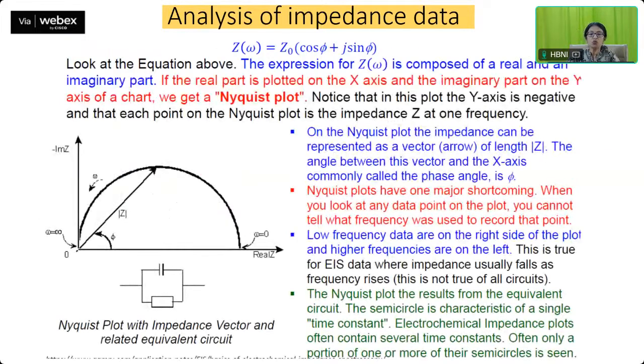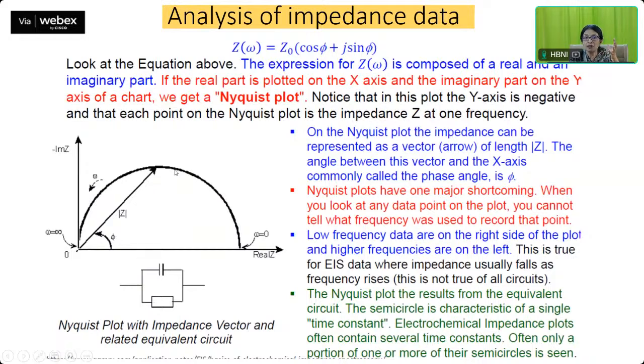So what we said is basically this: Z(omega) is nothing but Z0 (cos phi + j sin phi). So now this expression Z(omega) is composed of a real and an imaginary part. The real part is on the x-axis, the imaginary part is on the y-axis, and the plot you see over here is known as a Nyquist plot. In this plot, the y-axis is negative, and each point on this Nyquist plot is the impedance Z at any one frequency.